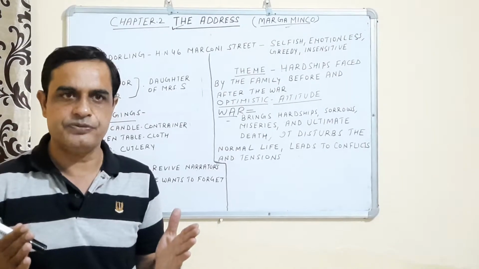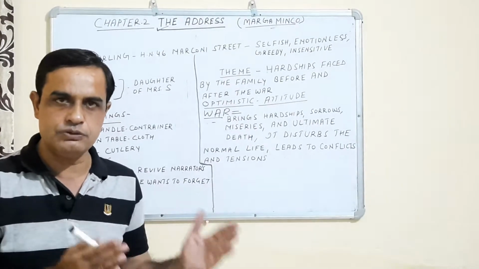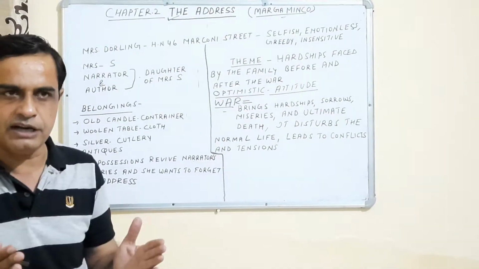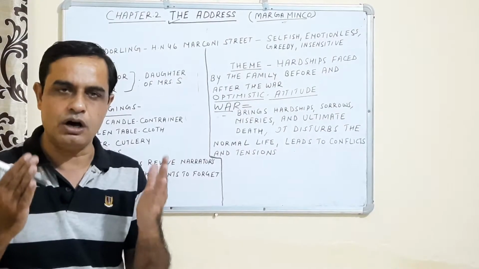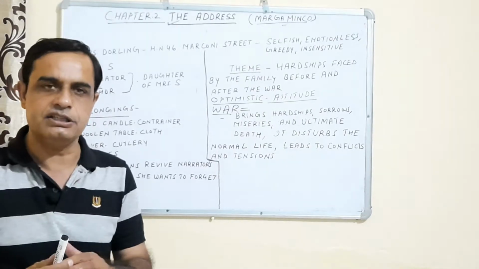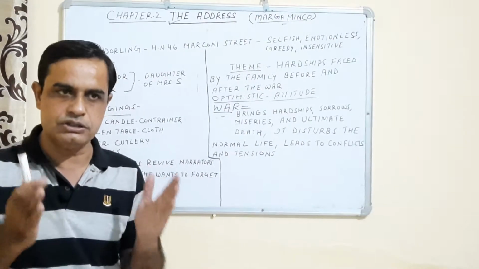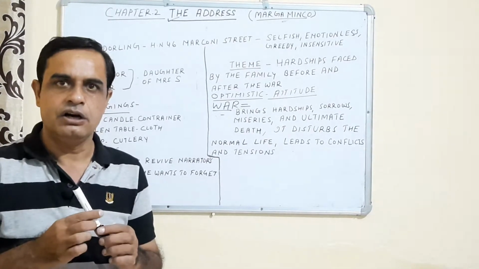So students, the story is divided into two parts: before the war situation and after the war situation. It is very touching and very unfortunate that a war brings tensions, war brings frustration, war brings hardships, either in the situation before the war or after the war. The story is told and narrated by the daughter of Mrs.